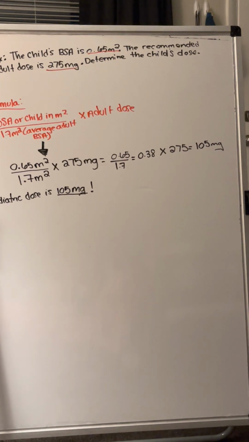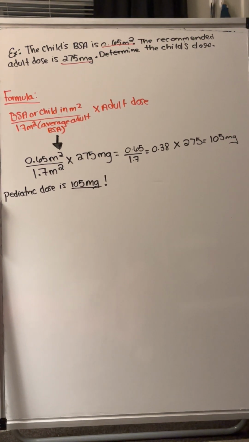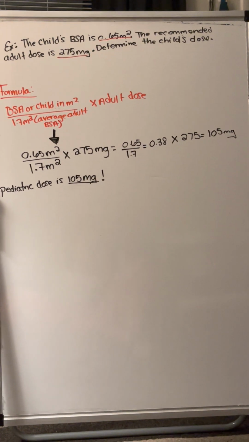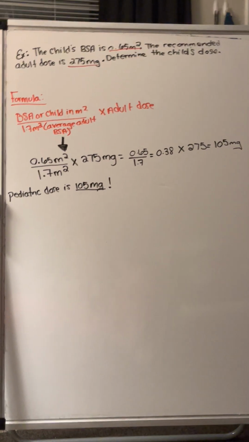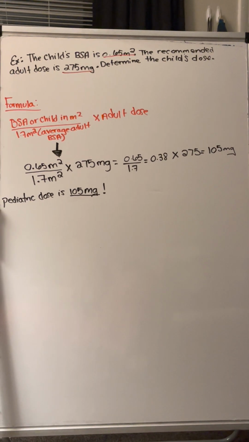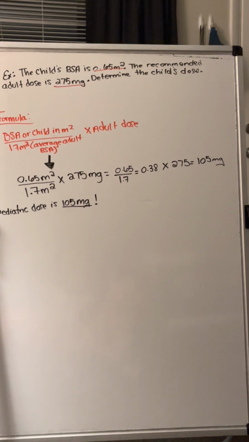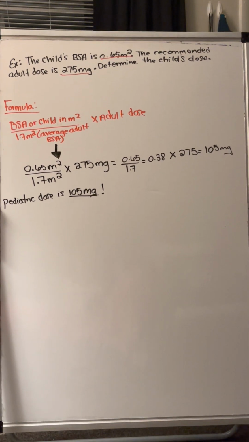So once you divide 0.65 divided by 1.7, if you have your calculator, it's going to be 0.38. And then you want to take 0.38 times 275 milligrams. And that's going to equal 105 milligrams. So your pediatric dose is going to be 105 milligrams.